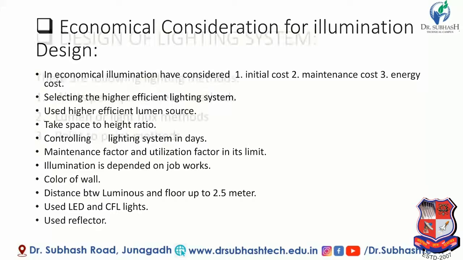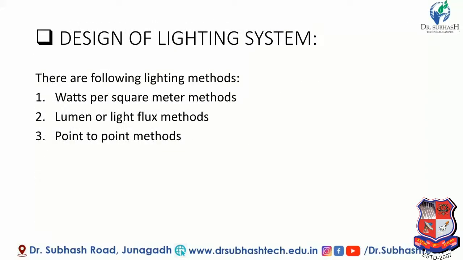So let's see next. Design of lighting system. In this way, there are three methods for design of lighting system. First one is watt per square meter method, means as per 1 square meter how much watts you consume. Second one is lumen or light flux method. Third one is point to point method. So let's see one by one in each.